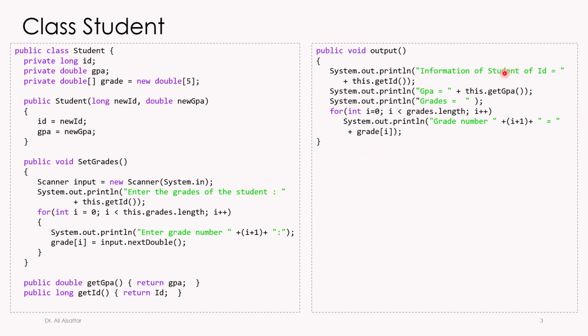And finally, the method to print the student information is defined here. A header is printed, then information of a student of ID, the ID is printed, followed by a GPA message equal to, and again we are getting GPA by using the method getGPA, followed by printing the grades of the student using a for loop. In every iteration, we are printing that the grade number is equal to, and we are printing the grade from the array.